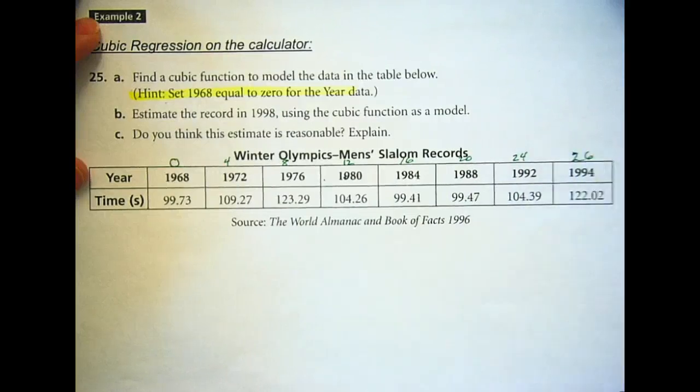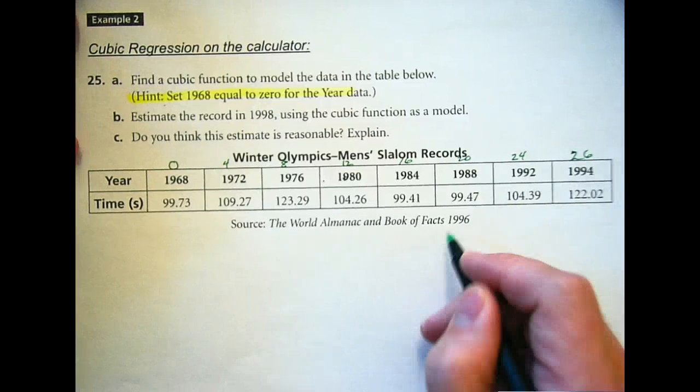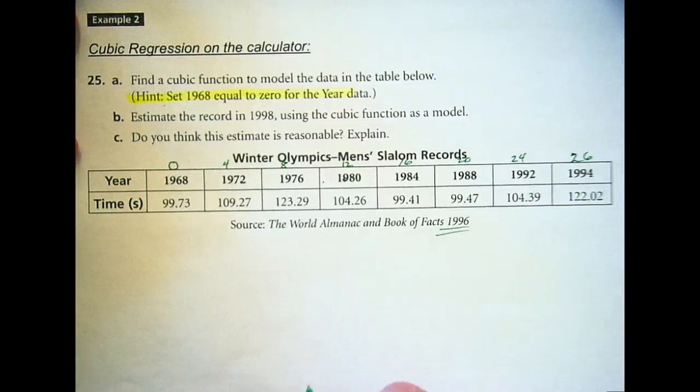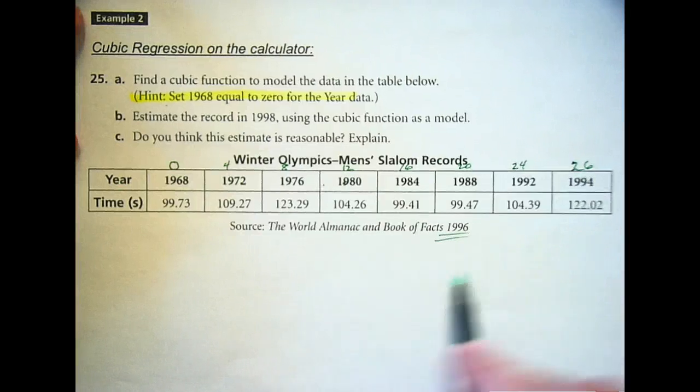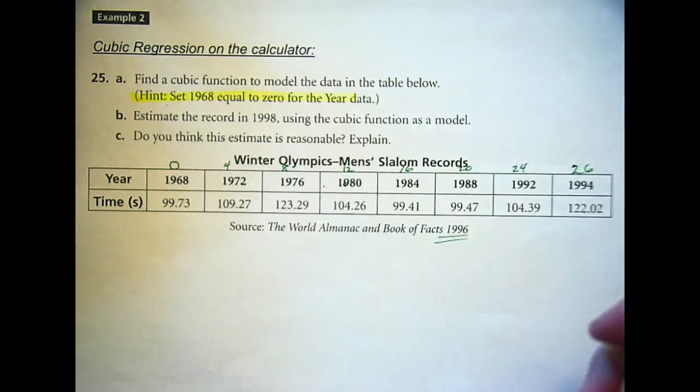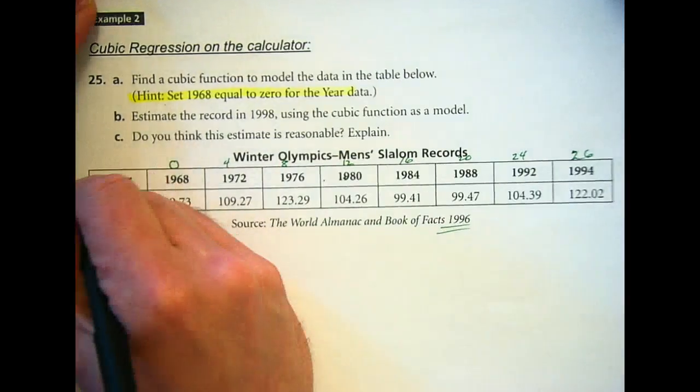And now you'll notice it doesn't just jump to 96, because this book is so old that they pulled these stats from a 96 almanac, so they didn't have the year 96 in there. That was the copyright, I know. Sorry. So this is our x, this is our y.